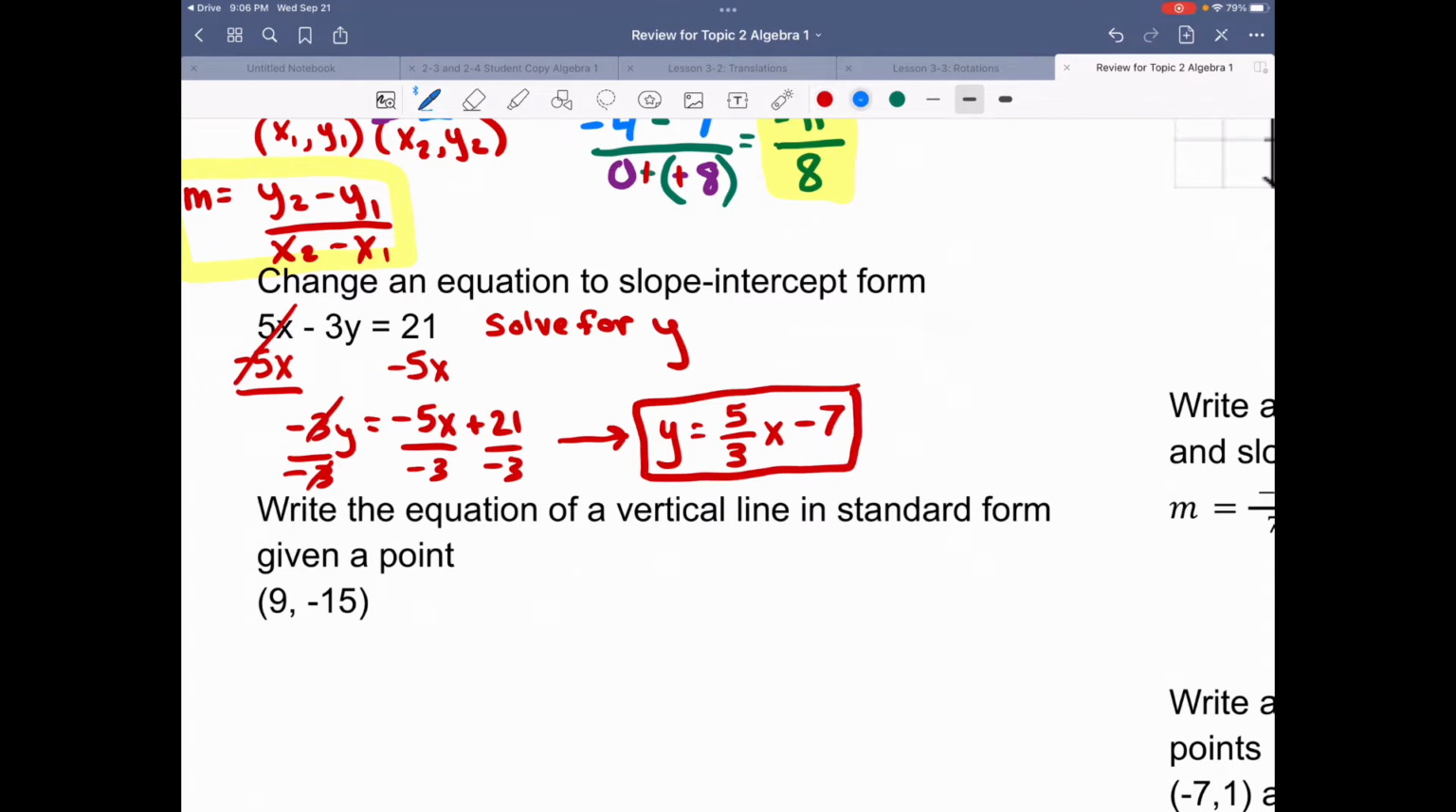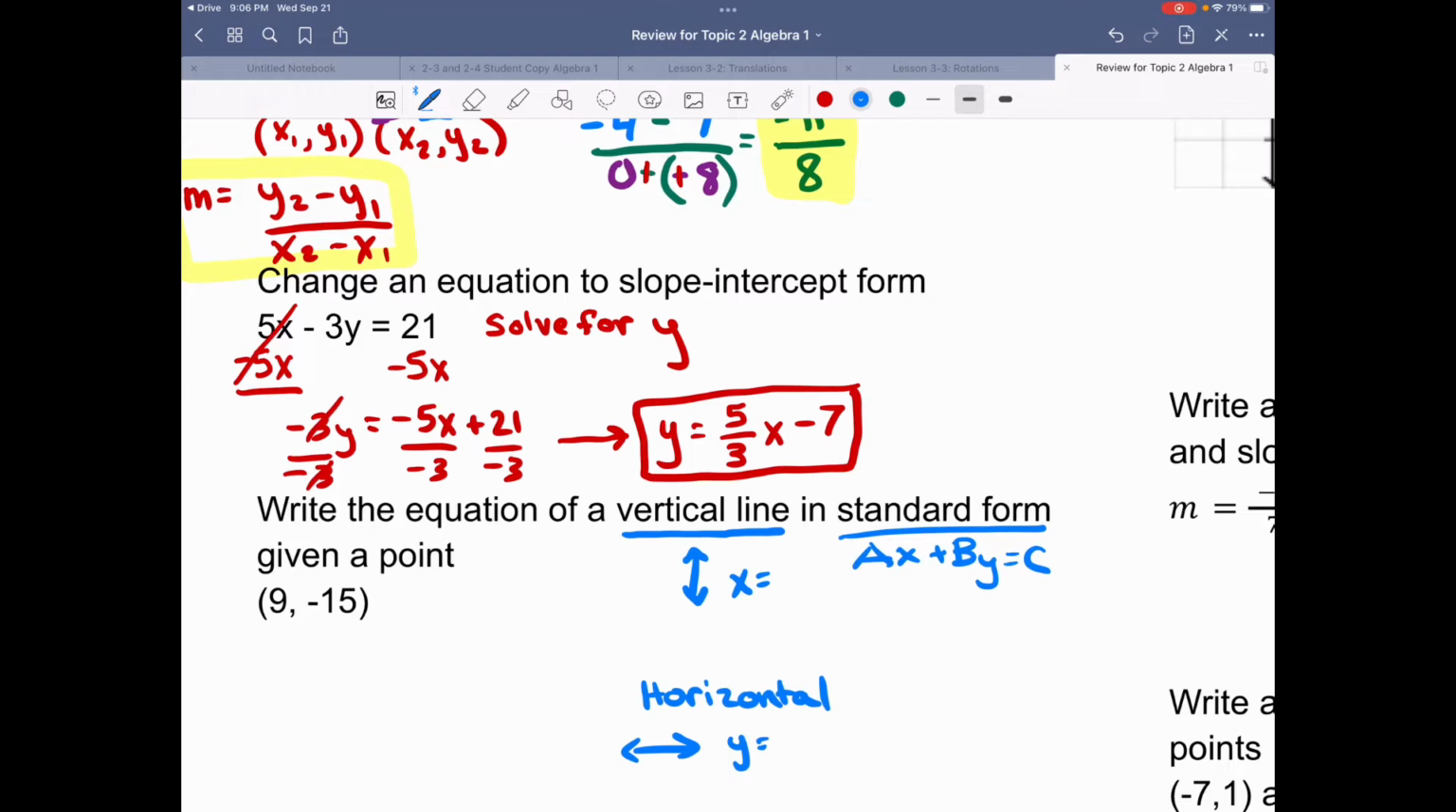Next, we will write the equation of a vertical line in standard form given a point. There's a lot of information in these directions. So standard form is ax plus by equals c. A vertical line is going up and down, and is always going to be x equals something. And if it was horizontal, going this way, left and right, that will be a y equals, and it just equals a number.